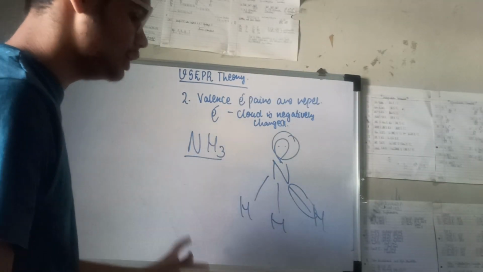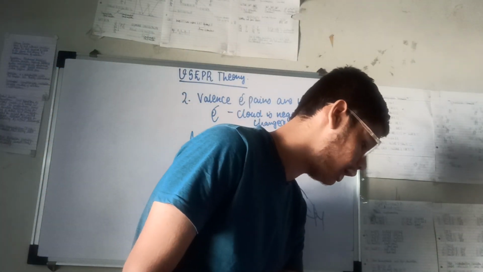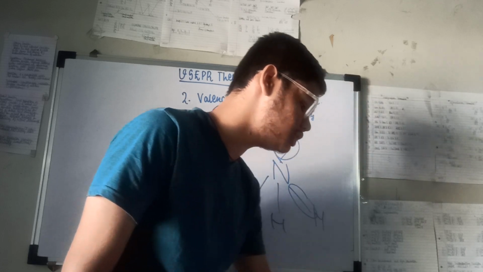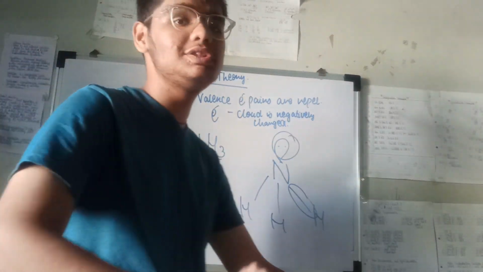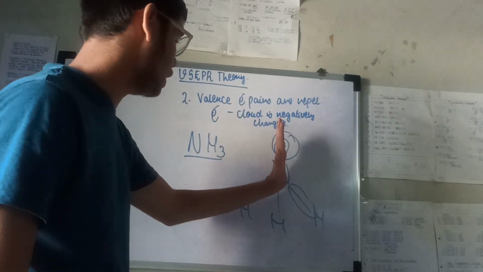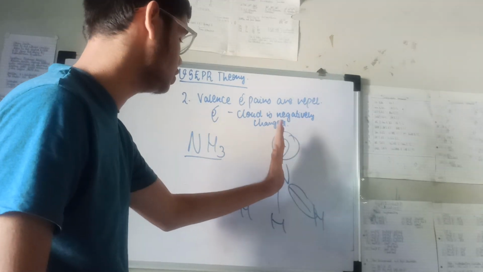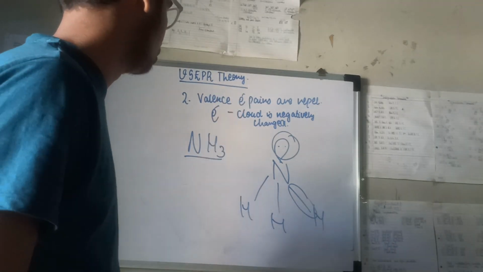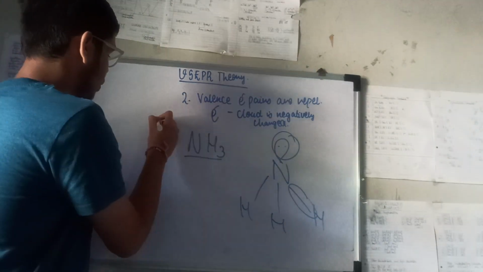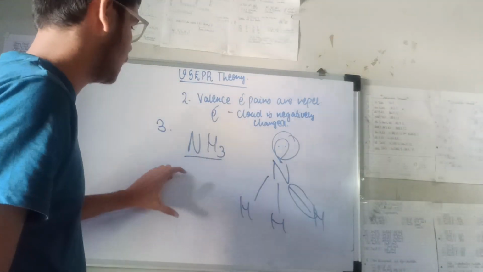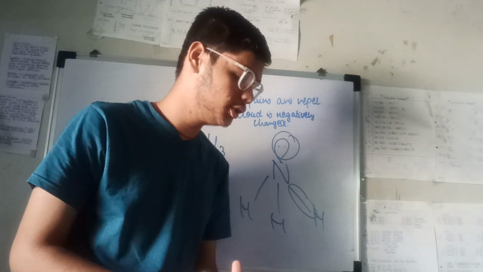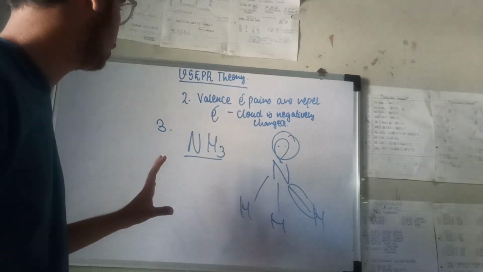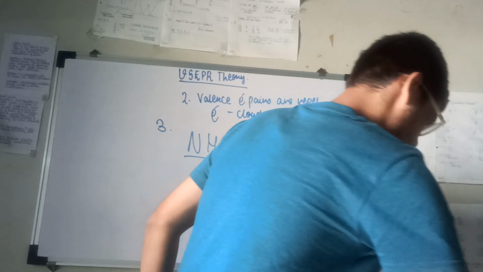And also the third postulate here: they tend to occupy positions in space to minimize the repulsion. Means here they are attaining a certain position so that their energy is less and stability is more. The third point also is covered here. The arrangement in space is also clear. Okay, now let's move to the fourth point.